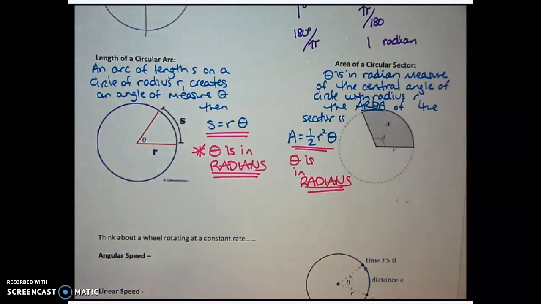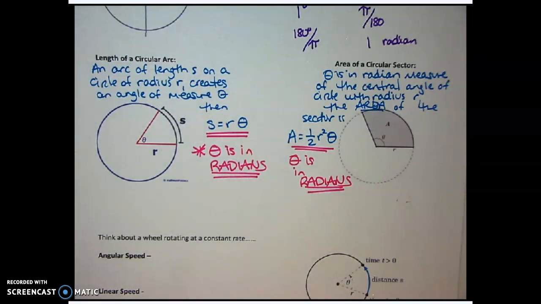Again, a lot of confusing words here in the area of a circular sector. Theta is the radian measure of the central angle of a circle with radius r. Then the area of that sector is 1/2 r squared theta. Now, if you notice, this is very similar to the area of a triangle, which is 1/2 base times height. So maybe the similarity to a formula that you're already familiar with will help you remember this.